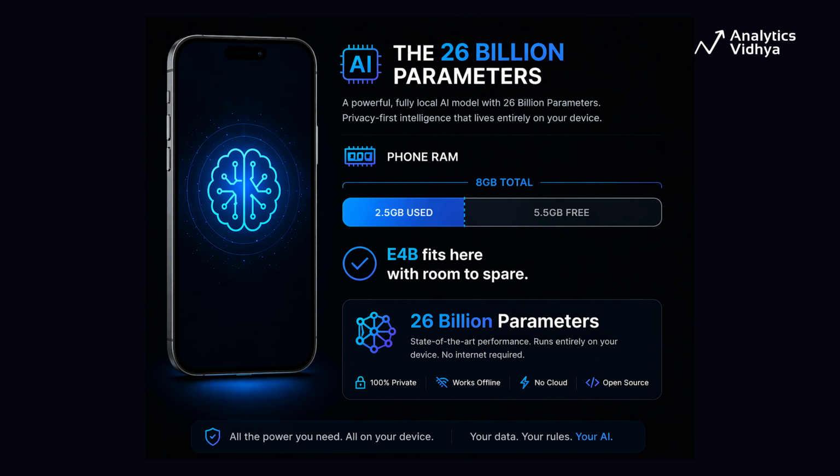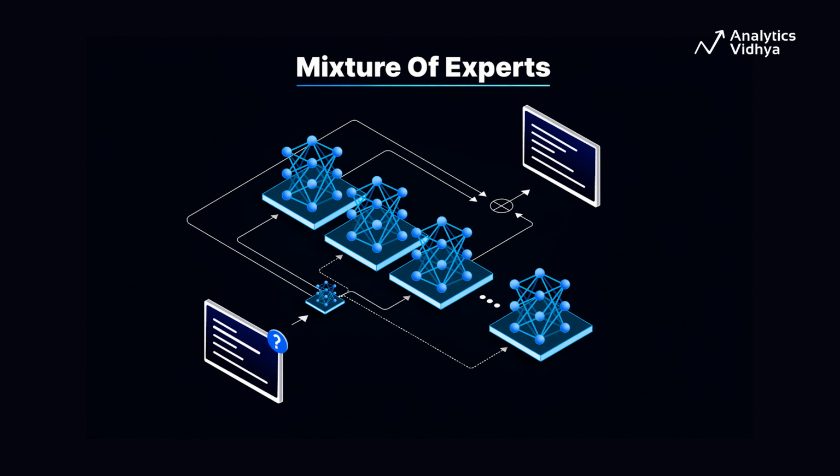Now, the 26B. This is where people see 26 billion parameters and immediately think, no way my laptop runs that. But here's the thing, 26B is a mixture of experts model. MoE architecture means the model is actually divided into specialized subnetworks called experts. For any given token it processes, it only activates a small subset of those experts. In Gemma 4's case, out of 26 billion total parameters, only 4 billion are active at any moment.